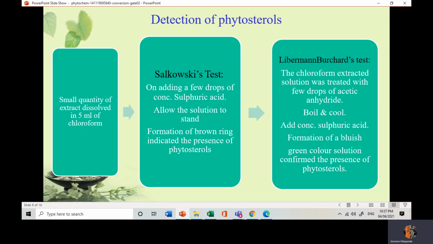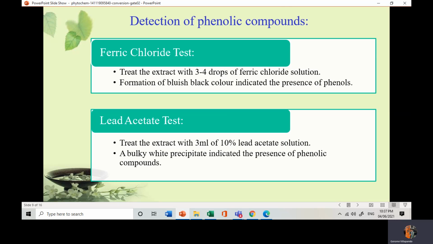For Salkowski, formation of a brown ring indicated the presence of phytosterol. For Liebermann-Burchard's test, formation of a bluish-green color solution confirmed the presence of phytosterols. Again, formation of a bluish-green color solution confirmed the presence of phytosterols.